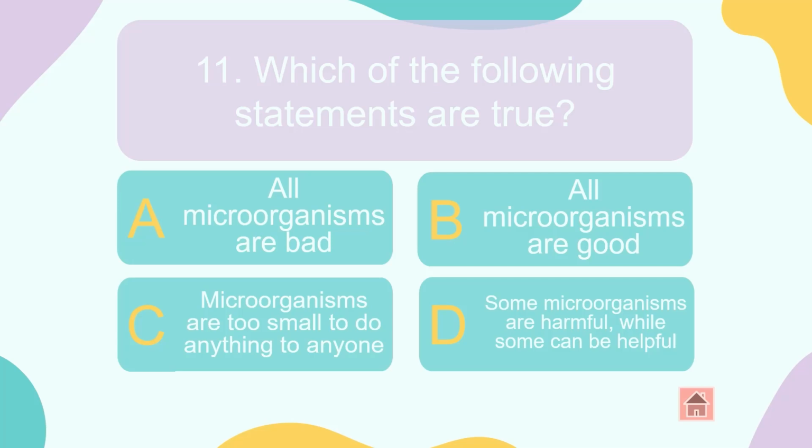Now, which of the following statements are true? A. All microorganisms are bad. B. All microorganisms are good. C. Microorganisms are too small to do anything to anyone. Or D. Some microorganisms are harmful while some can be helpful. We just answered this question. So, which one do you think? A, B, C, or D? Excellent, well done. It's D. Some microorganisms are harmful while some can be helpful.